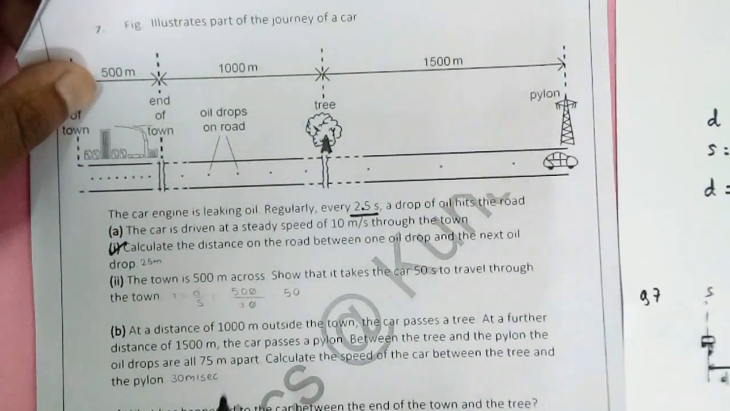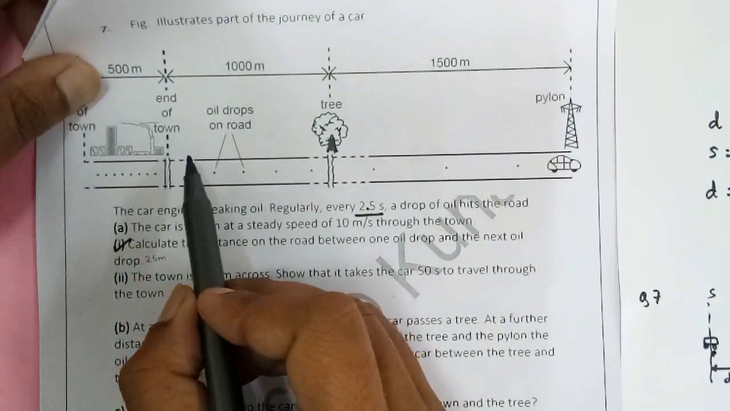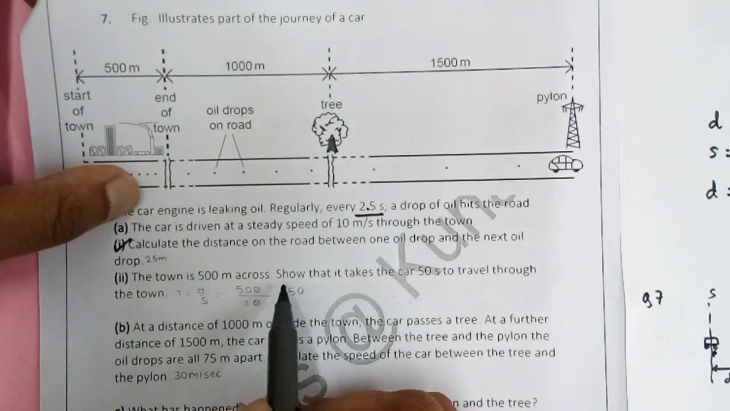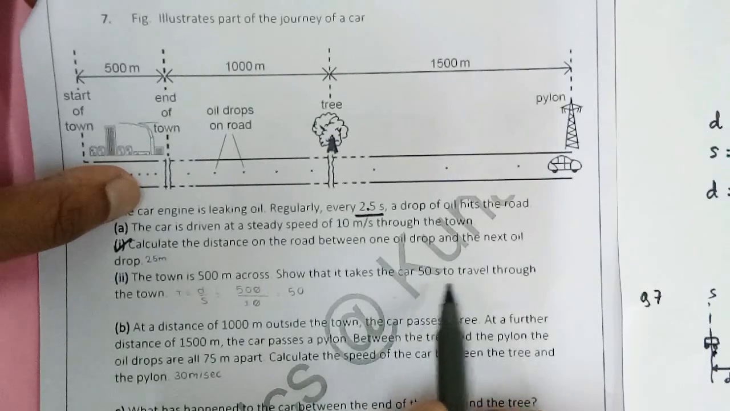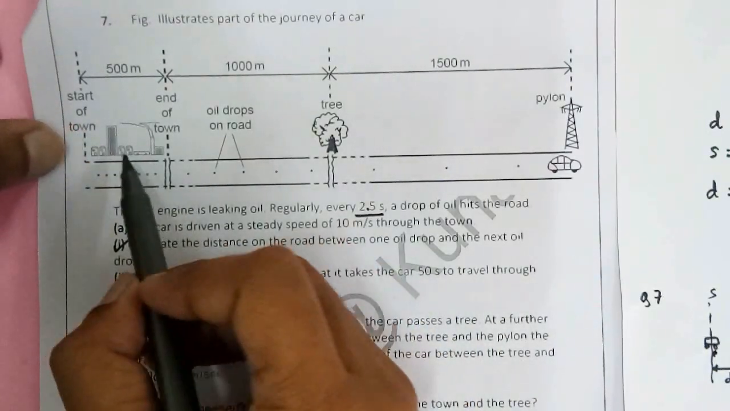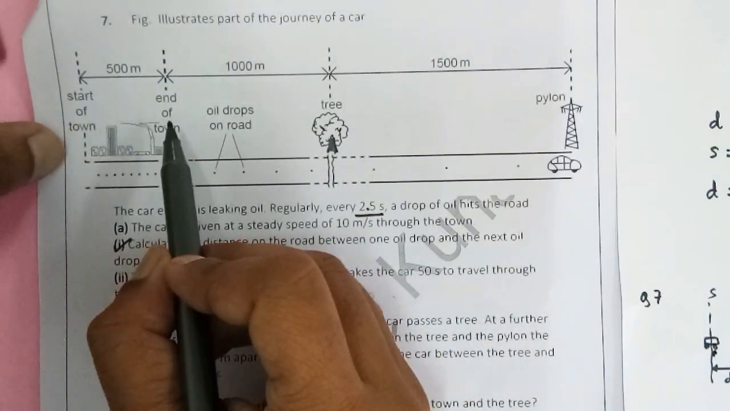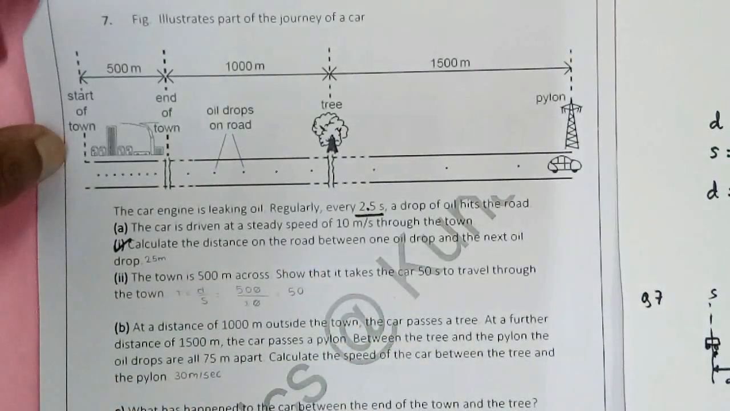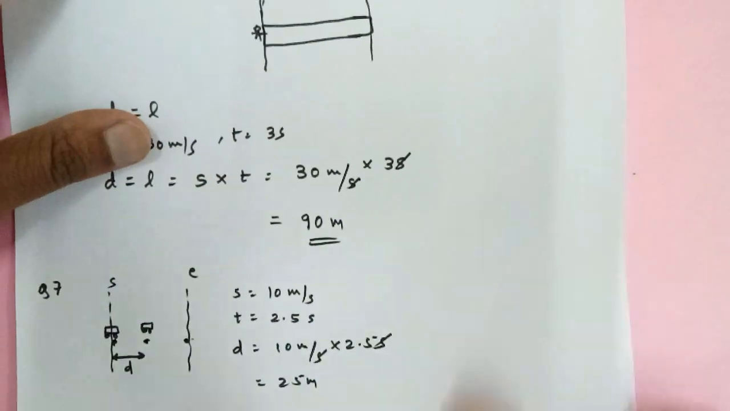Now the town is 500 meter across. So this town, the town is 500 meters across, so that it takes 50 seconds to travel through the town. So this town is 500 meters and we are supposed to prove that the time taken is 50 seconds. Now this is a very easy problem.